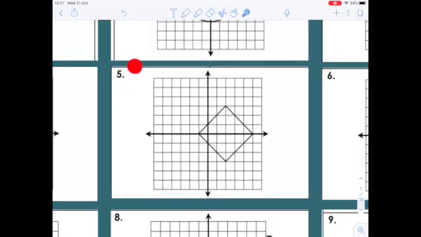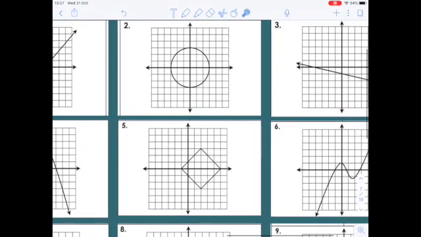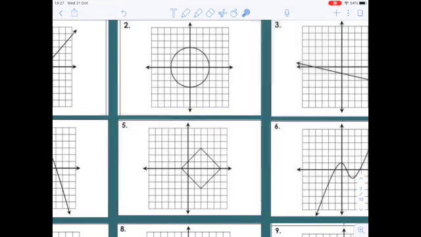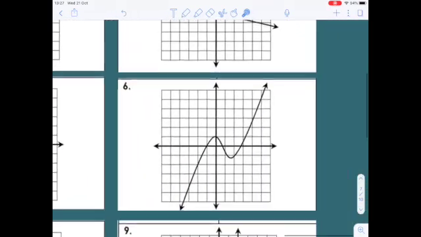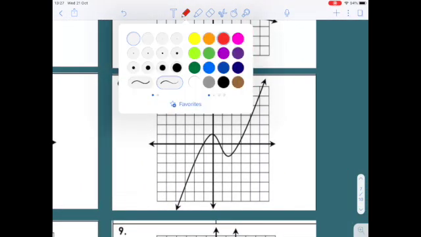Question number 5, I'm going to let you guys try it on your own and write the answer over here in the Edpuzzle video. If you need help, go back to the video and watch question number 2 again, because question number 5 is very similar to question number 2. Question number 6. Let's take a look at it right now.